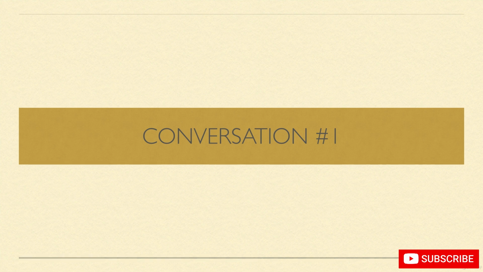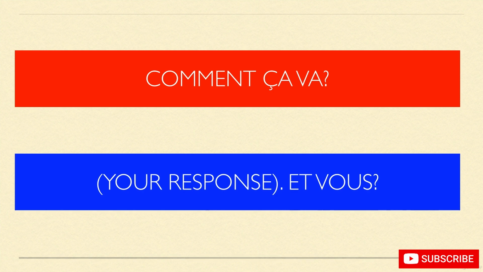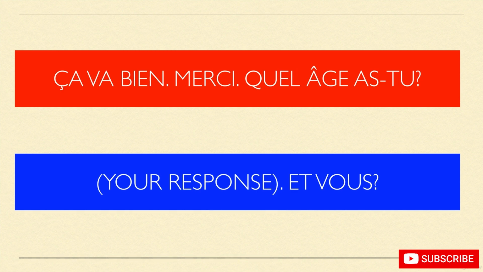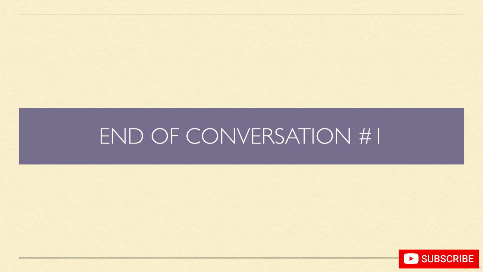For example, with conversation 1, I will say bonjour. I will wait a couple of seconds for your response, which is the blue bar there. Then we'll proceed on to the next question, which is comment ça va? You would respond, and then you would also say et vous to continue the conversation and reciprocate. That's sort of the translation of "and you". Then we would continue. Ça va bien, merci. Quel âge as-tu? And then you would respond, again say et vous, and then we would continue on until it ends. When the conversation ends, there will be a purple bar which says end of conversation 1. So let's go back.